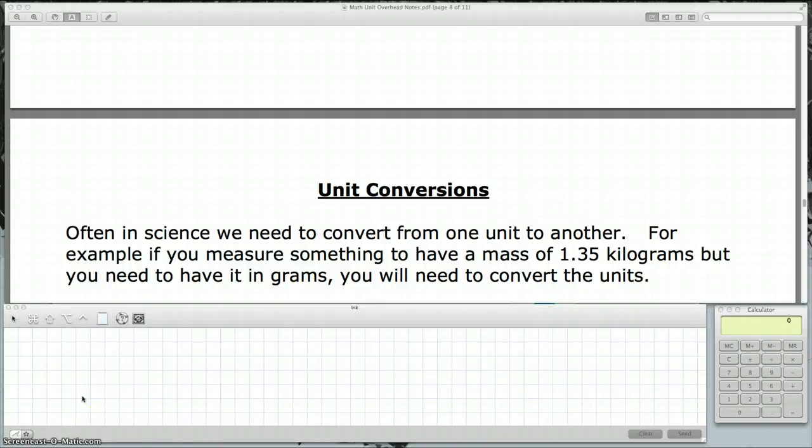Hello, this lesson covers unit conversions. Often in science we need to convert from one unit to another. For example, if you measure something to have a mass of 1.35 kilograms, but you need to have it in grams, which is a different unit, you will need to convert the units.